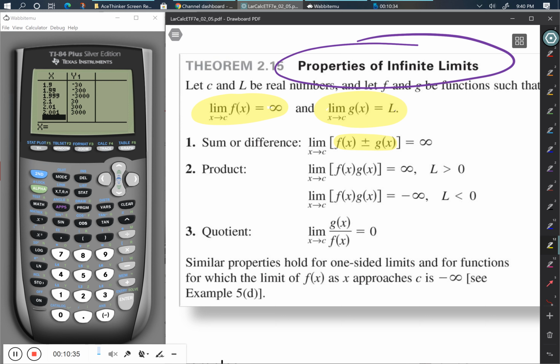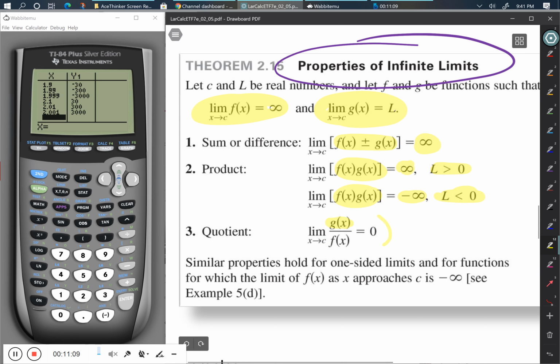What's infinity plus 5? What's infinity minus 7? Still infinity. What's infinity times L? Well, infinity times L is either positive infinity if L is a positive number, or negative infinity if L is a negative number. And then, what's L divided by infinity? So what's 5 divided by infinity? What's negative 3 divided by infinity? Well, divided by infinity means 0.